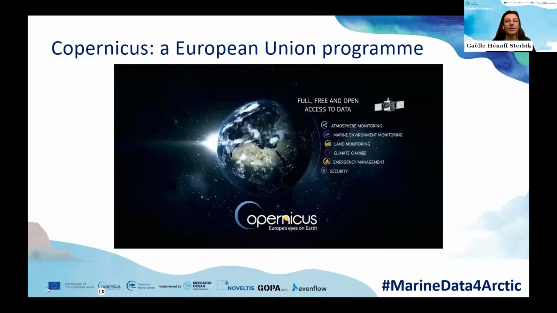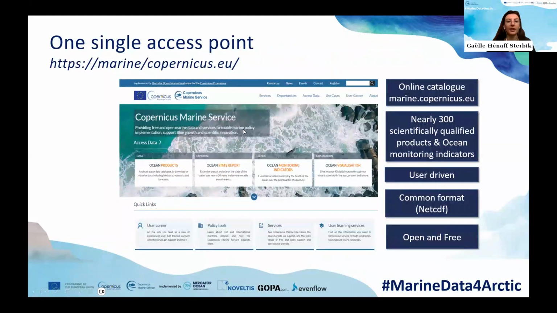Copernicus is a program created by the European Union. It's a fully funded European program dedicated to the observation of the Earth and to better understand different systems of the planet. It includes 6 services: atmosphere, marine, land, climate change, emergency management, and security. It provides information and free of charge open source data products about all of these different systems.